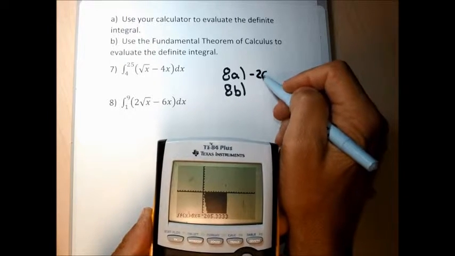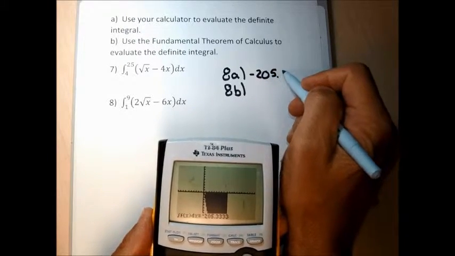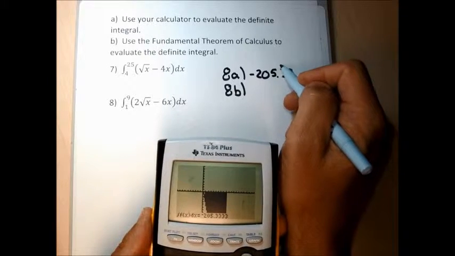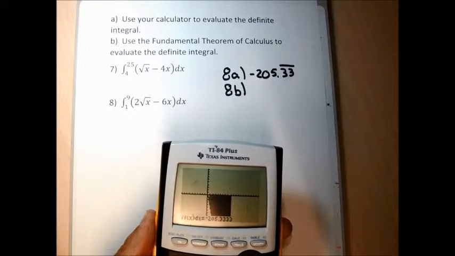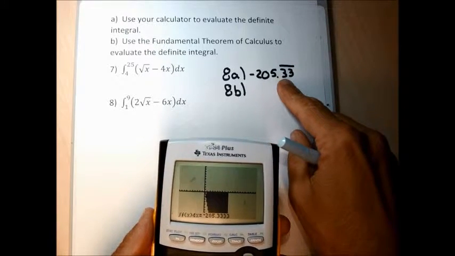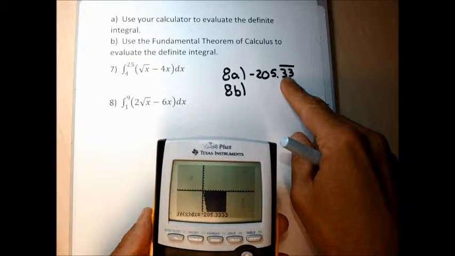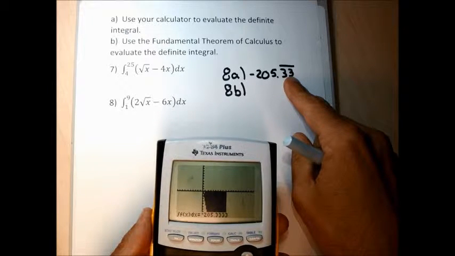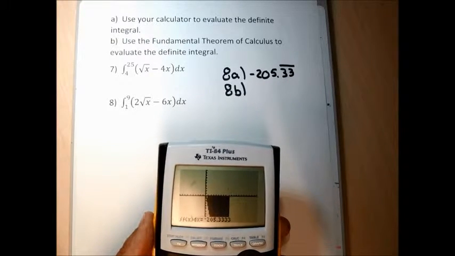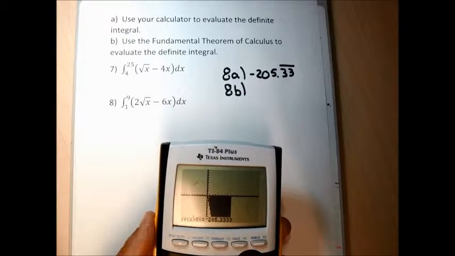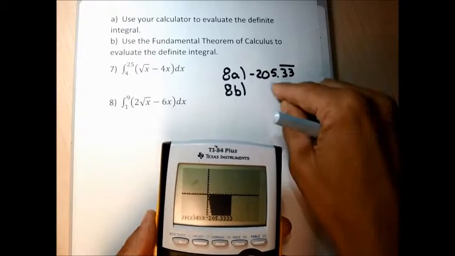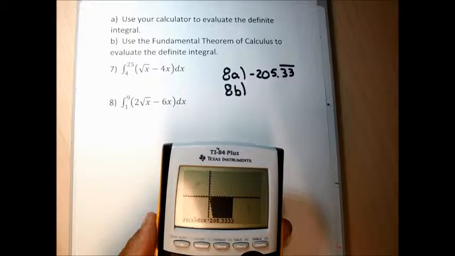So areas above the x-axis come out as positive numbers. Area below the x-axis comes out as negative numbers. When I do this by hand, I'm going to get the fraction equivalent of this, and I prefer a fraction answer to a decimal answer. So whatever this refers to as a fraction, that's actually negative 205 1/3. I can make that into a fraction if I care to, but I don't really care to. I'm going to get a by hand answer, math enter it, and so I won't have that ugly decimal answer.